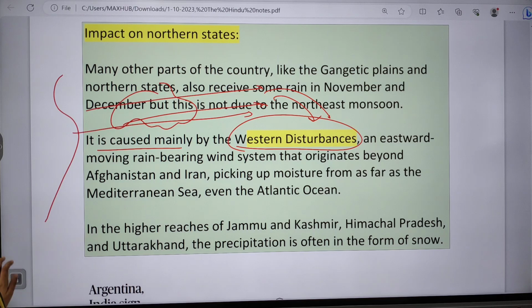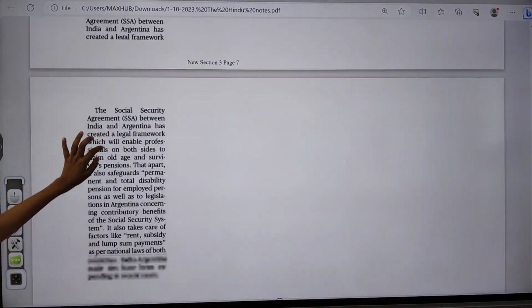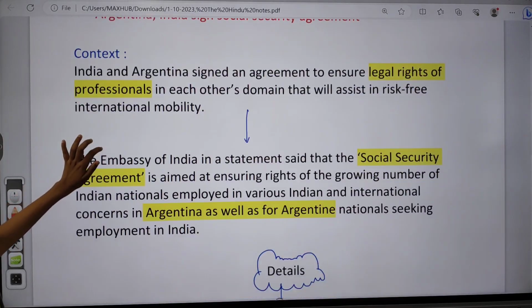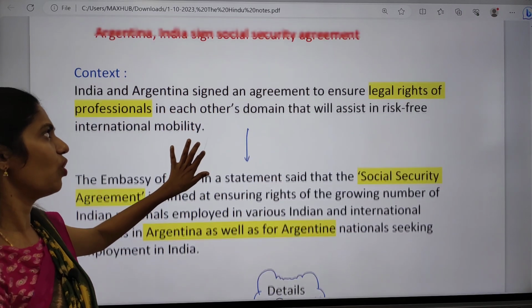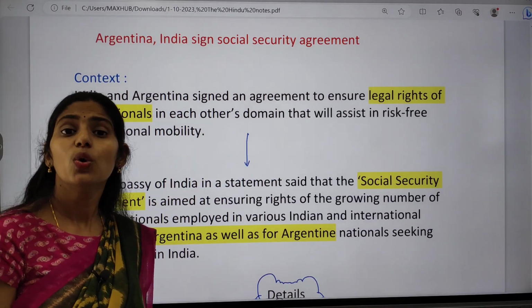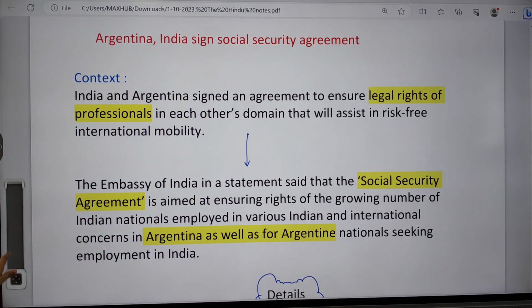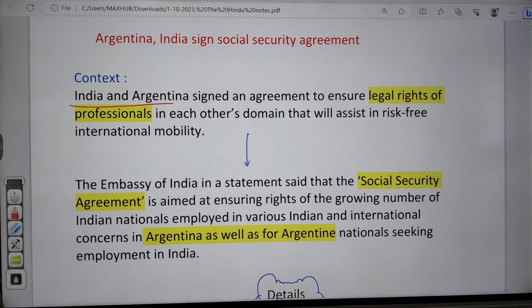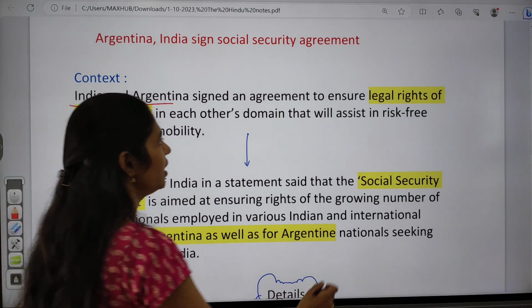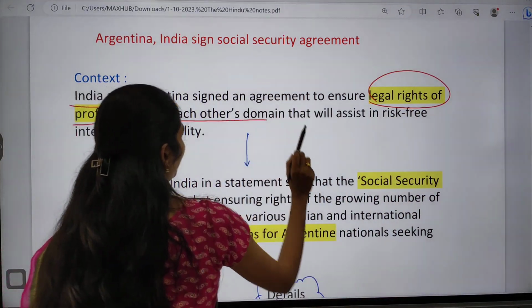Okay, so that's it. And the next topic is India-Argentina relations. As I said, this topic is very important from your international relations point of view. Let us try to focus on the social security agreement which was signed between India and Argentina. The context says that India and Argentina signed an agreement. This agreement is focusing on ensuring legal rights of professionals in each other's domain.